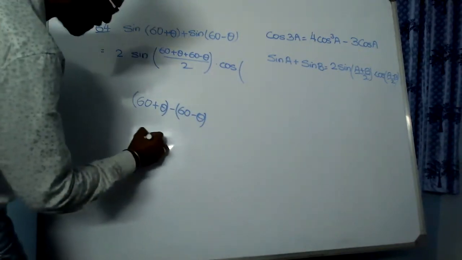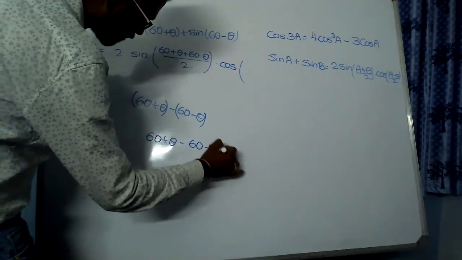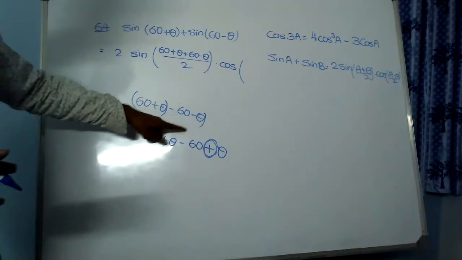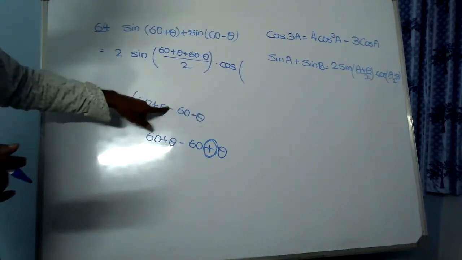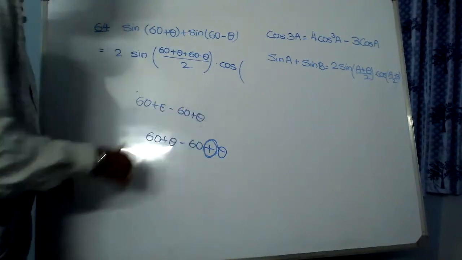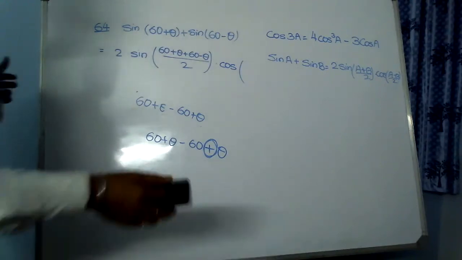The right answer will be 60 plus theta minus 60 plus theta. A lot of people miss this plus here. They write it simply without the brackets. I'm not saying that brackets are required. No, it's not required. But when you're writing without the brackets, you make sure you put a plus over there. If you don't, it will give you a completely wrong answer.